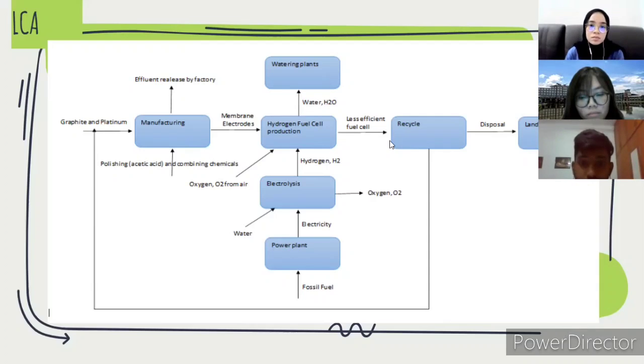And after a while, the less efficient fuel cell will be recycled. The recycled product will be entered into manufacturing, which is to recycle the graphite and platinum. And finally, the remaining recycle will be sent to disposal, which is the landfill.